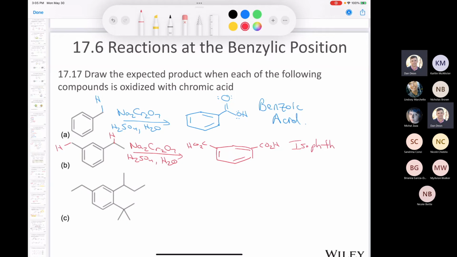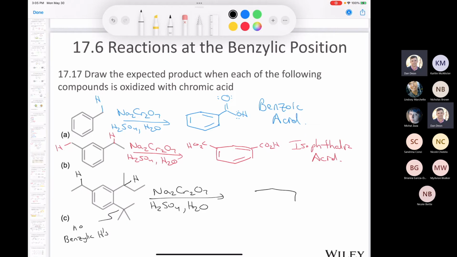At least I think that's what it's called. Isophthalic acid. And then for the last one, we have benzylic protons here, here, and then we have no benzylic H's. And so if we treat this with sodium dichromate, sulfuric acid, and water, we end up with this interesting compound where we have a carboxyl group here.